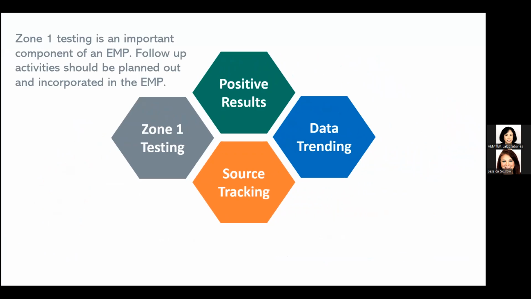So to summarize, we talked about four topics today. Zone 1 testing is an important component of the environmental monitoring plan, and the follow-up activities should be planned out and incorporated in the EMP. Just having a testing plan, a sampling plan, is not good enough. It's best that you plan out what actions you would take once you receive a positive result.